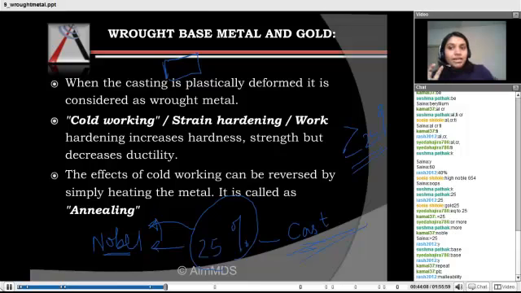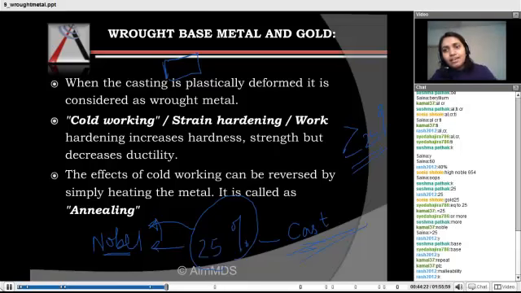Yes, malleability, Rashmi, is a property that is present in the cast metal. Once you make it into a sheet, you will realize that these sheets themselves are very hard. Okay, that property is achieved by cold working.